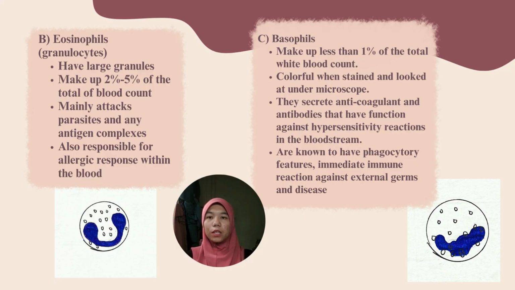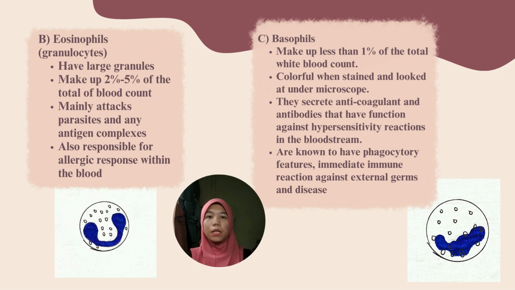The second one is eosinophils, also known as granulocyte. It has large granules and makes up about 2% to 5% of the total blood count. The function is to mainly attack parasites and any antigen complexes. It is also responsible for allergic response within the blood.